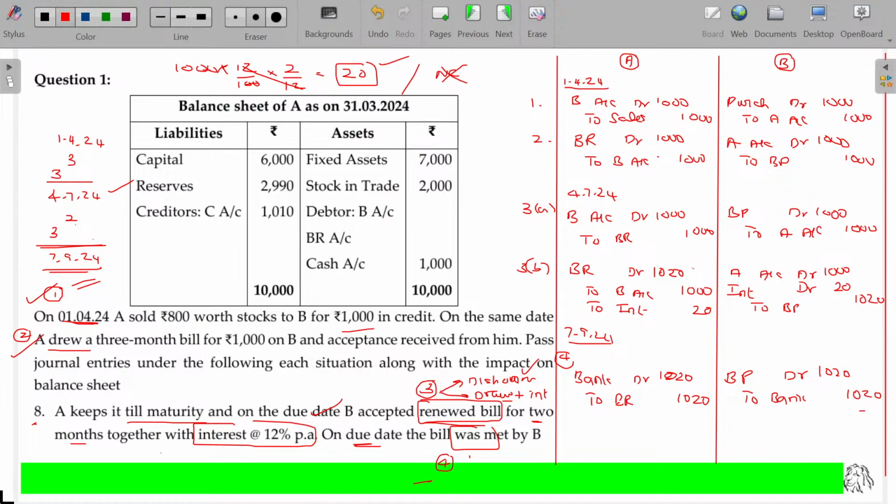So renewal involves two items. One is dishonor, the next one is a fresh bill. While drawing a new bill, usually you'll add some extra interest also. Is that okay? It's based on mutual understanding. Clear? Come on, make note of it.